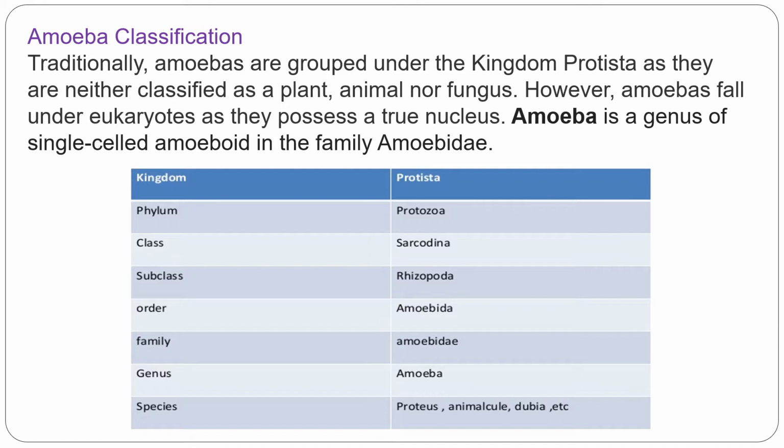Here in the chart you see kingdom Protista, phylum Protozoa, class Sarcodina, subclass Rhizopoda, order Amoebida, family Amoebidae, genus Amoeba, and species most common Proteus. Animalculae and Dubia are also other species of genus Amoeba.